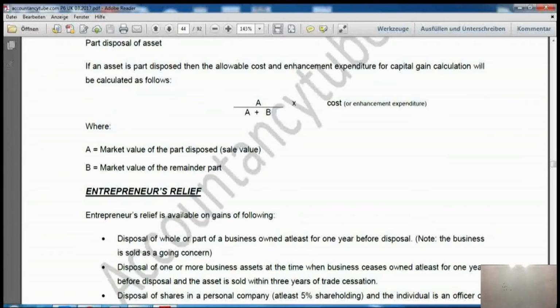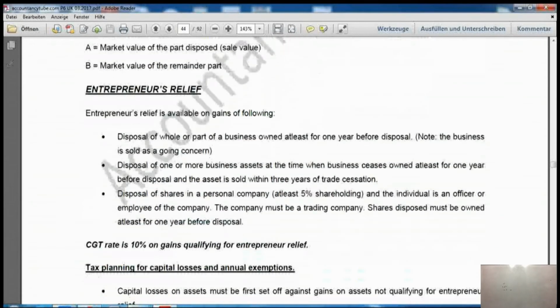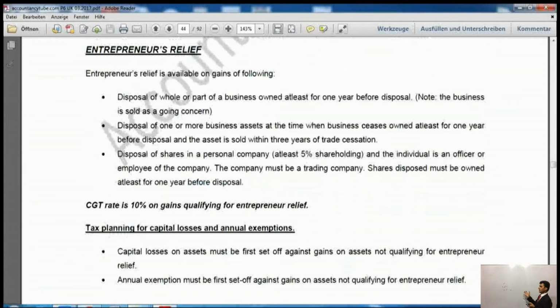I told you while I was explaining that we'll take the sales, then we'll deduct the cost, then our remainder would be our gain or loss. If it is a gain, then we will have to pay capital gains tax. But before we pay capital gains tax, we get our annual exempt amount. After deducting the annual exempt amount, we will have to pay tax. Which tax? Capital gains tax. Now, there are 2 rates of capital gains tax. One is 18% and the other one is 28%. But I also told you that there is one relief. If you are eligible for that relief, you will have to pay a reduced rate, which is 10%.